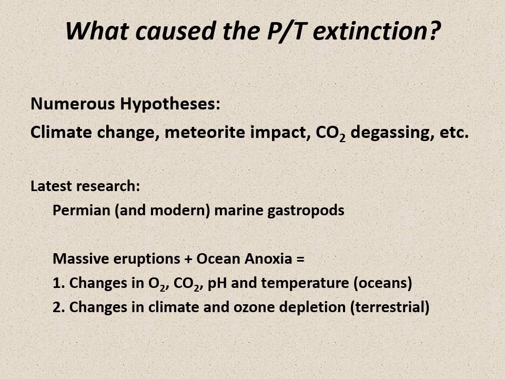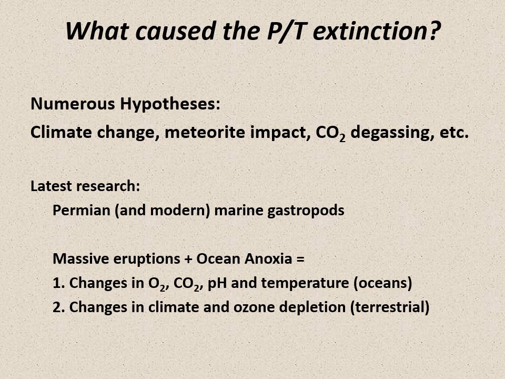So what caused the Permo-Triassic extinction? Well, there's lots of different hypotheses: climate change, meteorite impacts, CO2 degassing, and so on. The meteorite impact is kind of hard to test for because we don't have a lot of Permian seafloor preserved, and it would have a much better chance of hitting in the oceans than on land.